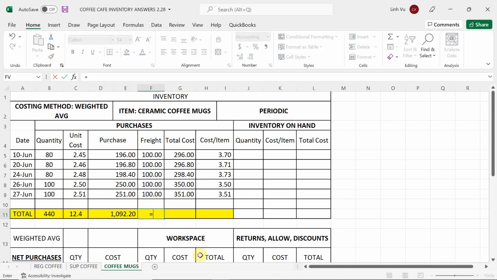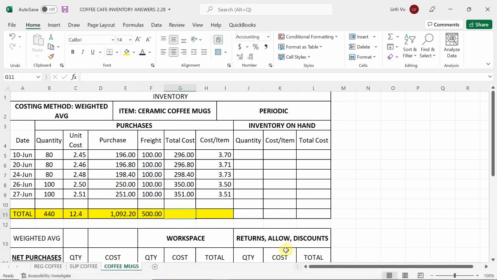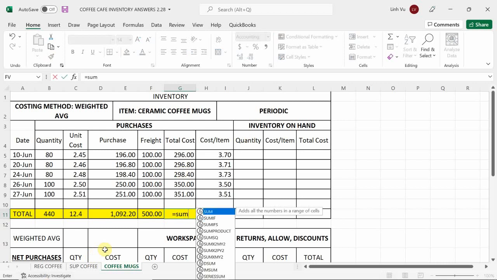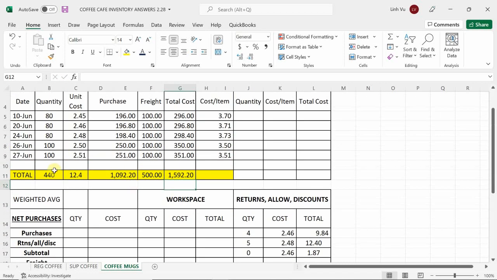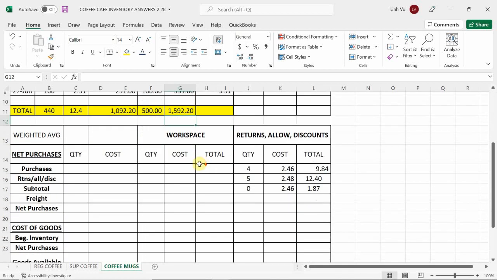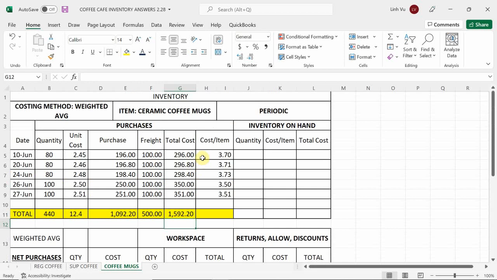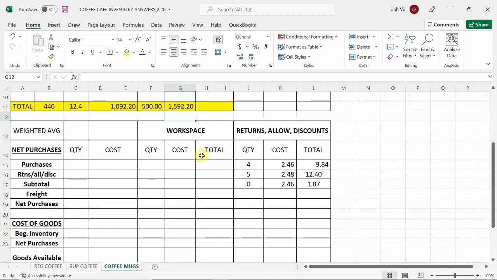So in this case, equal sum. We got a grand total freight of $500. And then last but not least, what is our grand total purchases? The total cost of our total purchases was $1,592.20. We don't need to sum up the column for the cost per item, because we will figure that number out. This is what I needed the grand total purchases for.